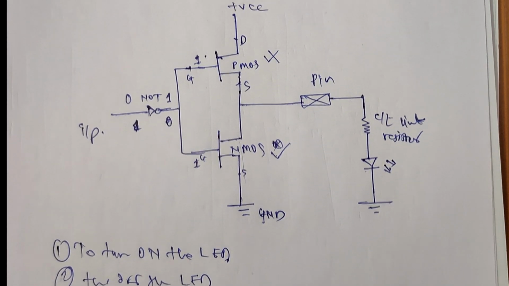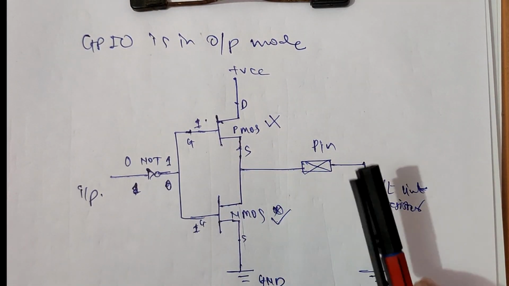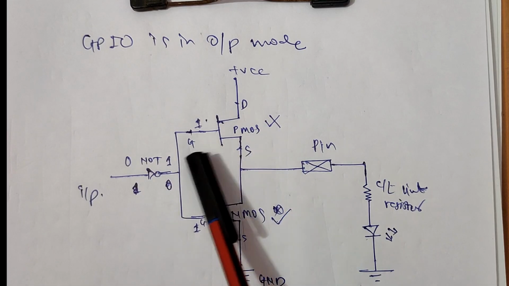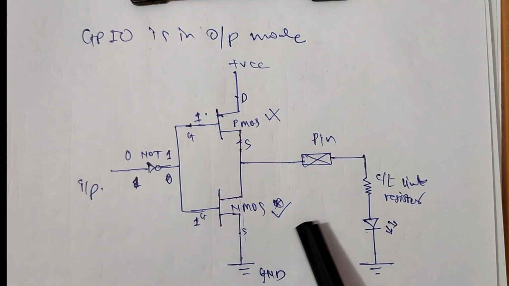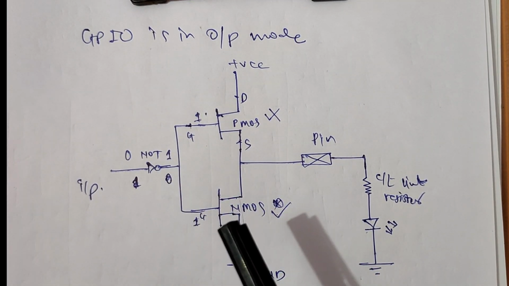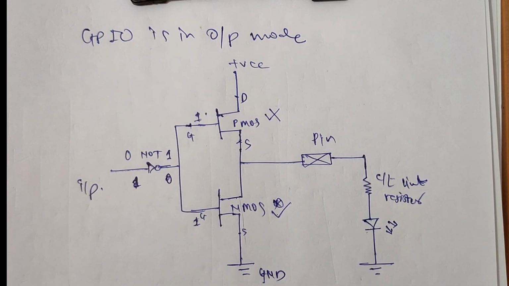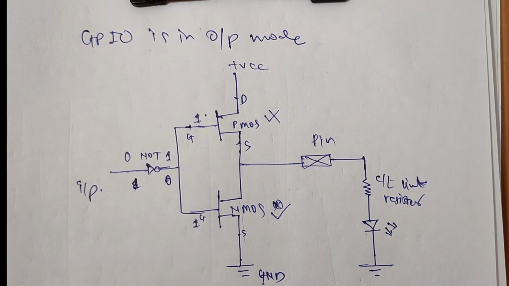So why are we seeing this? Because this GPIO mode is the most important thing when we learn microcontrollers or communication like I2C, SPI, etc.